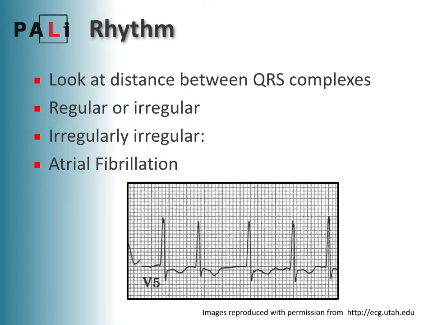Next, we want to look at the rhythm. This involves looking at the distance between each QRS complex and seeing if this is regular or irregular. A common rhythm abnormality is atrial fibrillation, which is seen when the rhythm is irregularly irregular and there are also absent P waves.